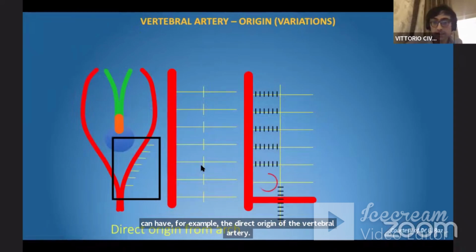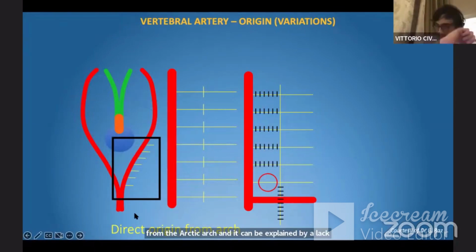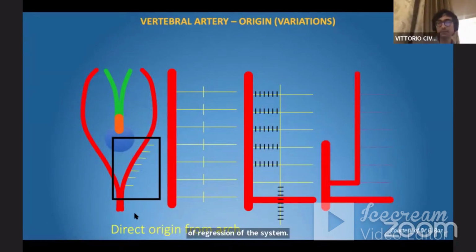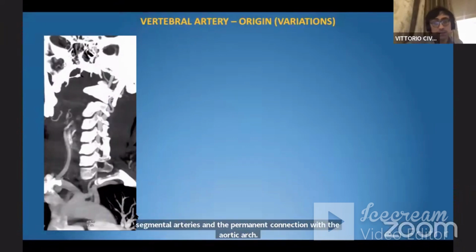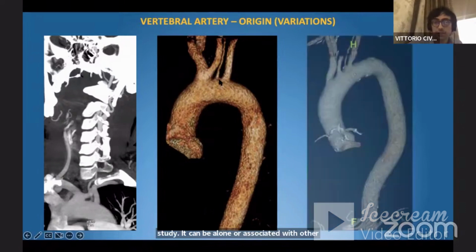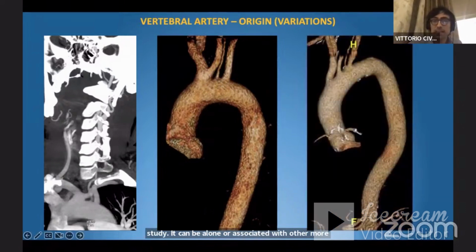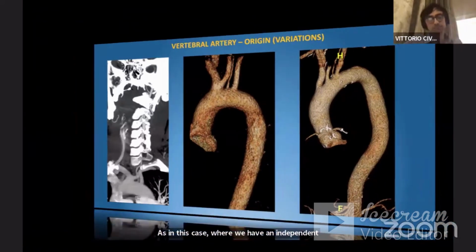And it can be explained by a lack of regression of the sixth segmental arteries and the permanent connection with the aortic arch. It can be identified on the angioscan and angio-CT study. It can be alone or associated with other more complex anomalies like this bovine trunk, or even more complex ones, as in this case where we have an independent origin of the whole supraortic trunks.